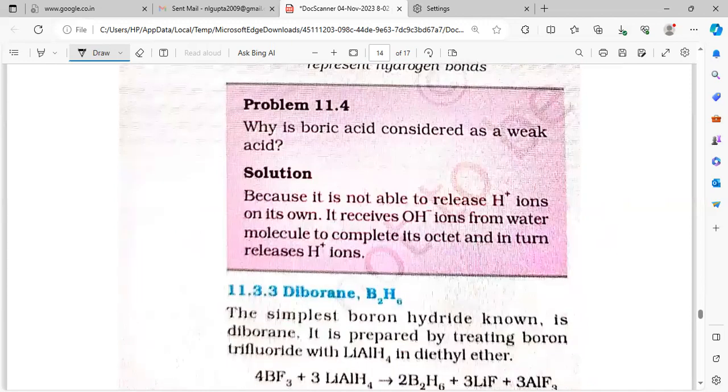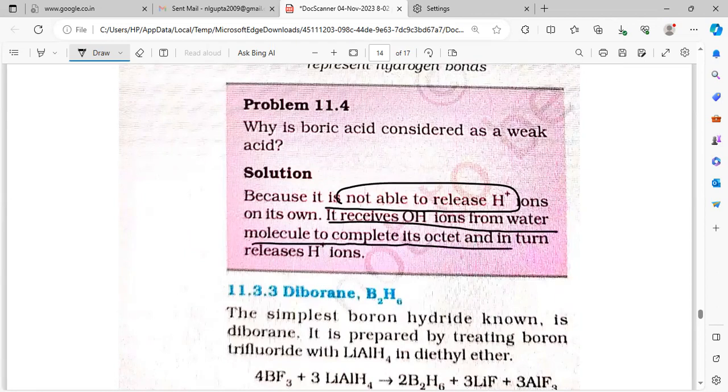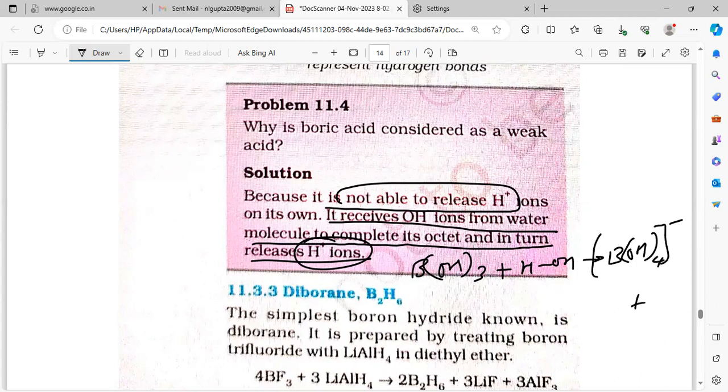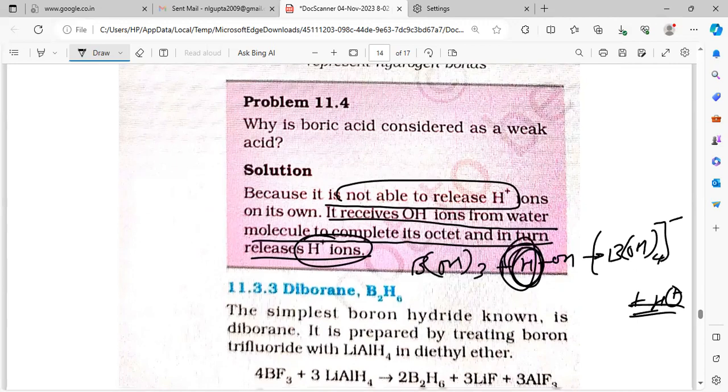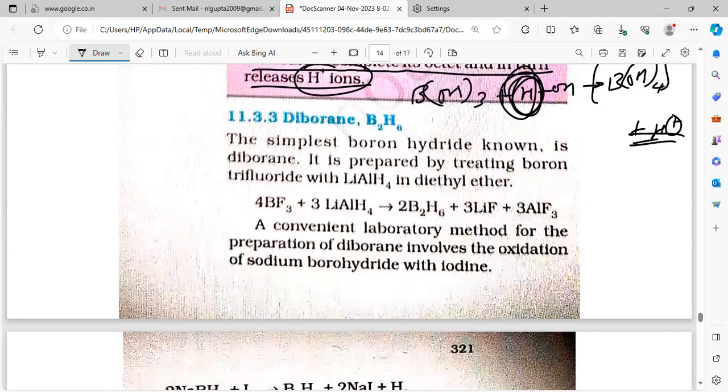Here, why is boric acid considered a weak acid? Because it is not able to release the H plus ion on its own. It receives OH ion from the water molecule to complete its octet and in turn releases H plus. H plus of what? Of the water molecule. See, B(OH)3 is there, and this is HOH. So it is giving B(OH)4 minus, and this H plus is of the water molecule. So this is not a protonic acid, but it is a Lewis acid, and it is not giving its own proton. So it is not a strong acid.